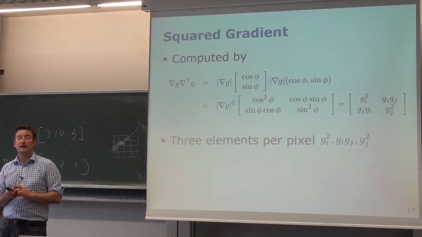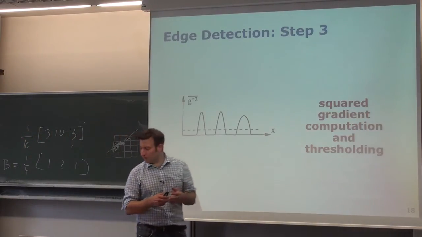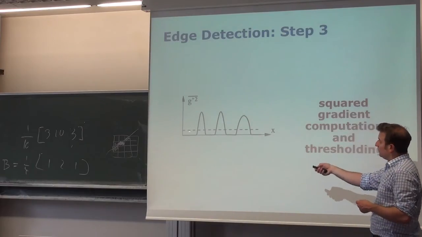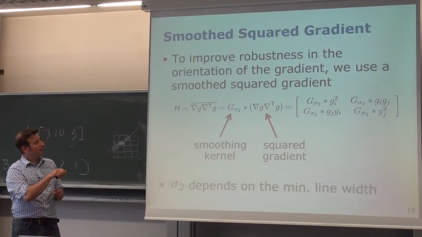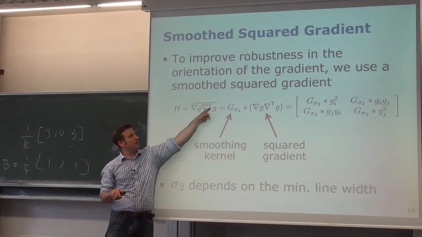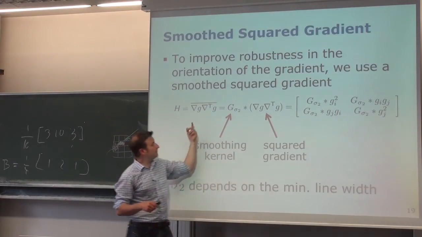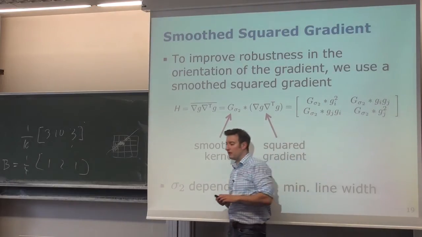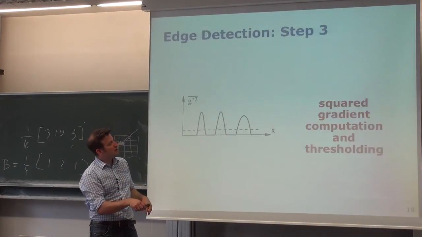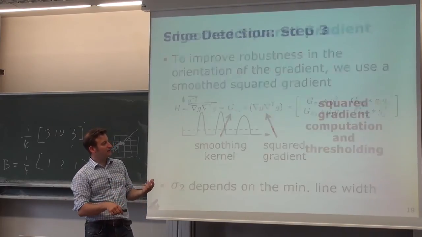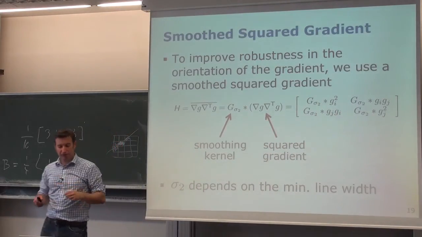Now we want to do the additional smoothing step that we have done before, and then do the thresholding. So I have this smoothing and cut off everything which is smaller than this threshold. We have a smoothed variant of the squared gradient, which is a smoothing kernel times my squared gradient. This is simply applying a smoothing to the individual elements of this matrix. So those gi square, gj square, and gi gj are exactly those values over here. If I want to do this additional smoothing, it's just convolving all three elements with the smoothing kernel.